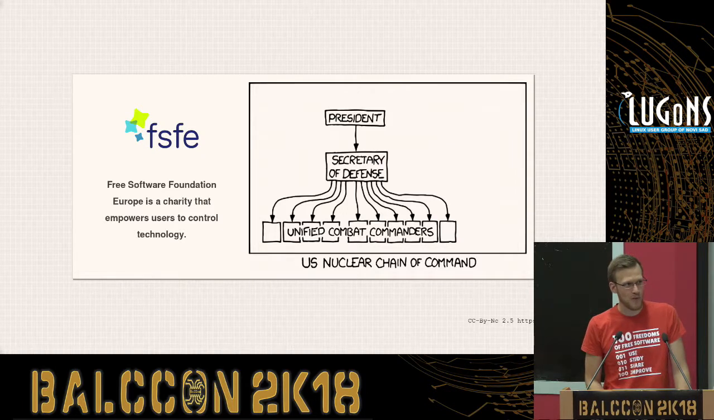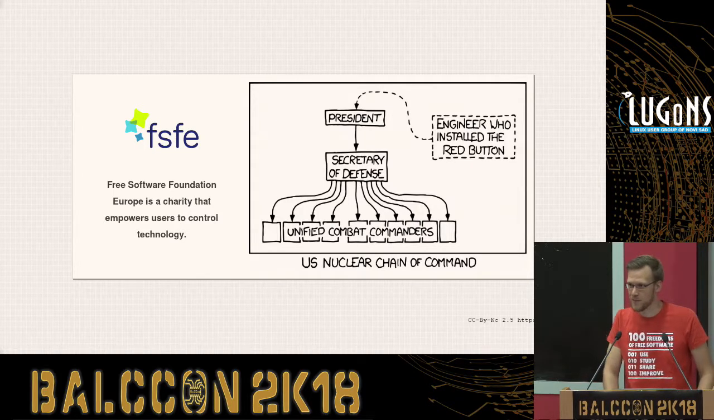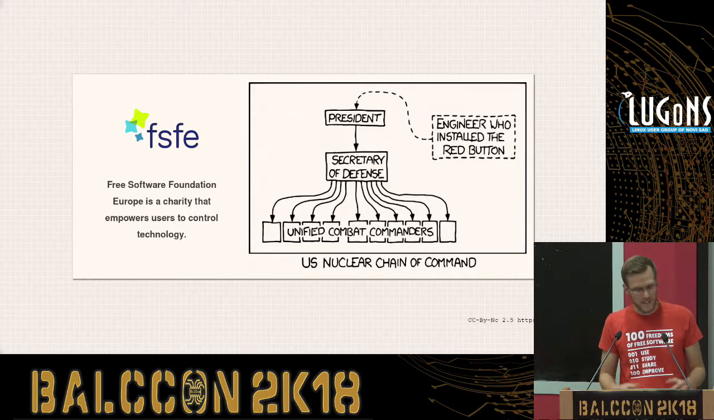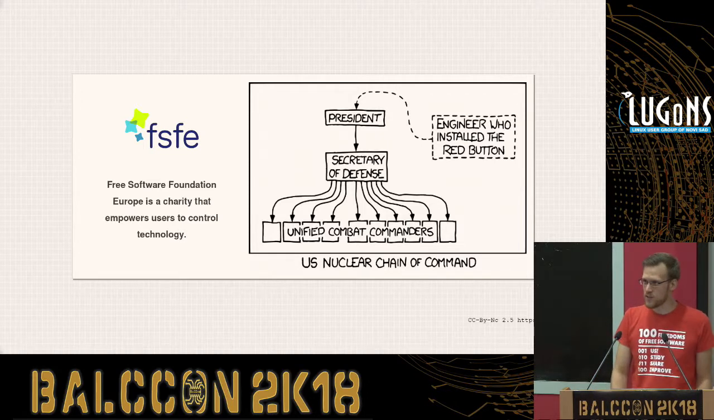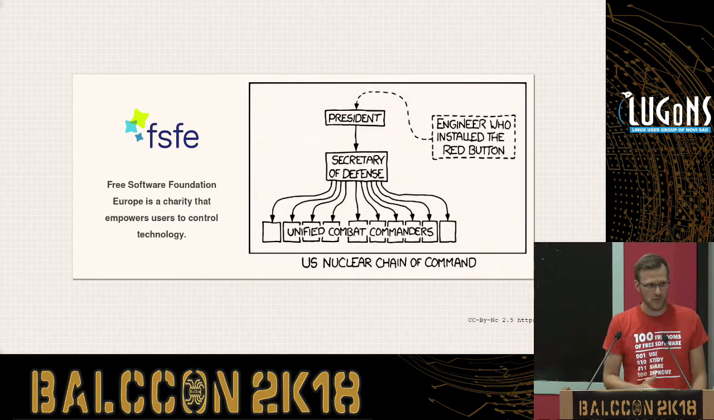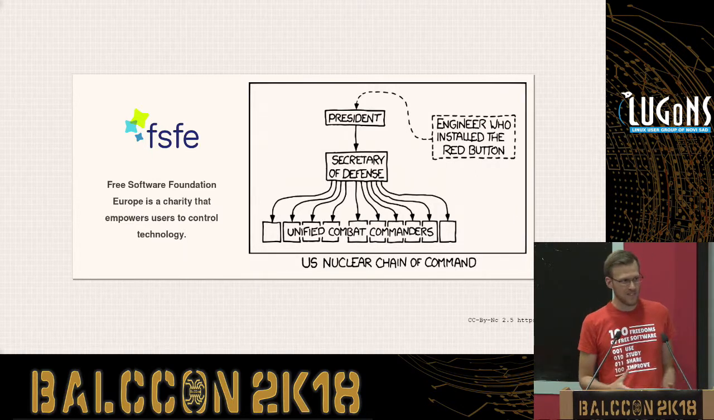But no, there's something more. We do know that there's another entity that we have to have a look at: the engineer who installed the red button in the first place. Of course, simplified, it's a very simple technology, a red button to fire off the nuclear missiles. But this engineer could have also modified it, could have made it invalid and not working, could have directed it somewhere else or whatever. So this shows in a very simplified way what power technology has over us.